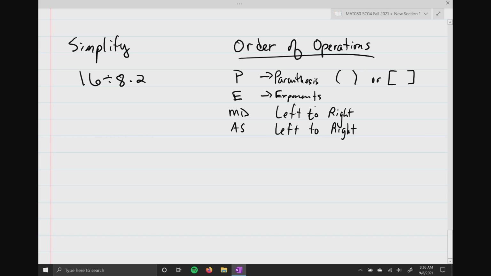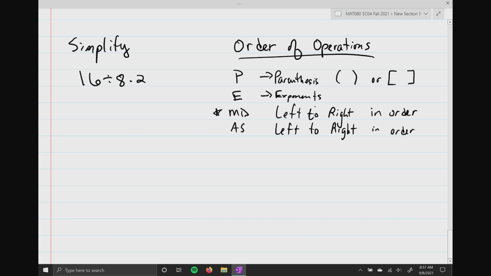Now, this is where I put the star, because this is where everybody goes wrong. Multiplication and division are equal. That's why they're on the same level. But you always do them from left to right in order. And then lastly, addition and subtraction. It's the same. They're on the same level, therefore they're equal. But you do them left to right in order.